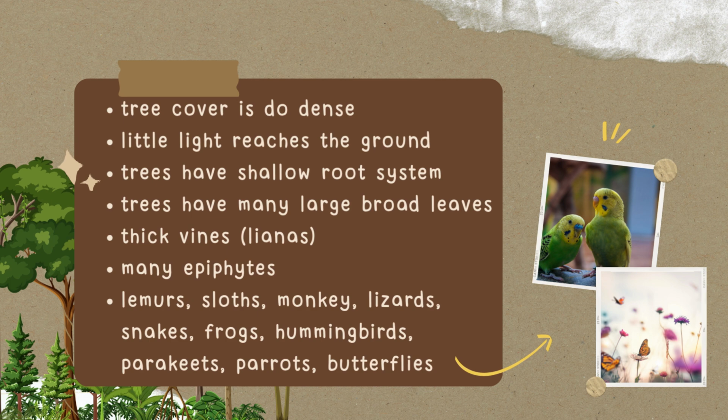Okay, types of animals that can typically be found in a tropical rainforest include lemurs, sloths, monkeys, lizards, snakes, frogs, hummingbirds, parakeets, parrots, and butterflies. So again, these are the different types of land biomes, and we're going to have the discussion for the aquatic biomes in the next video.